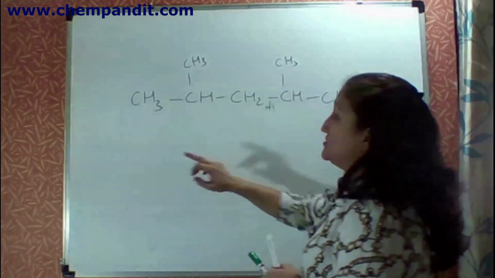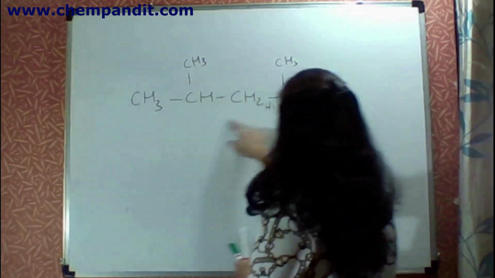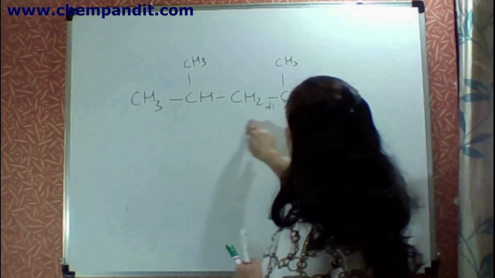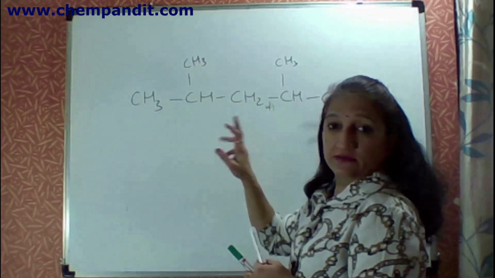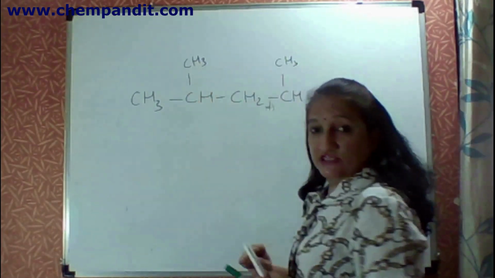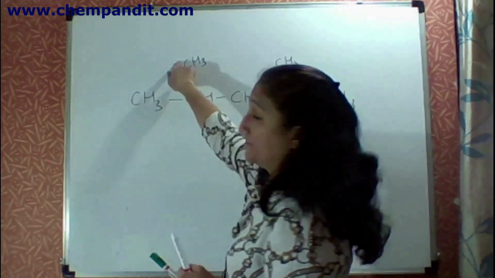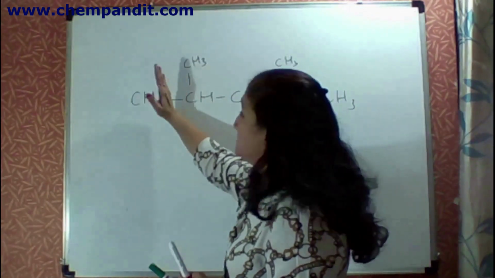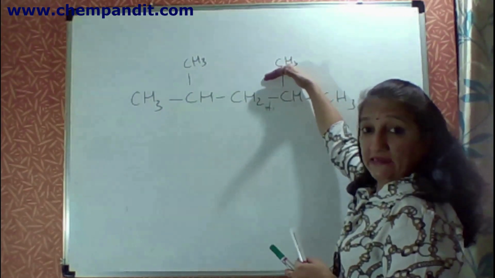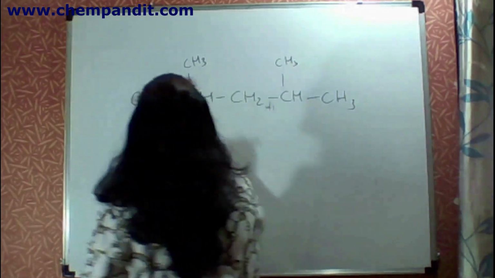You can select the chain like this, or like this. All are correct. The only thing is you cannot go like this and then come back. That is wrong. You need to go in the same direction. Clear? We can also take 1, 2, 3, 4, 5. In this case, this will become a substituent and this will become a substituent. Am I clear enough? So I am taking the straight carbon chain.